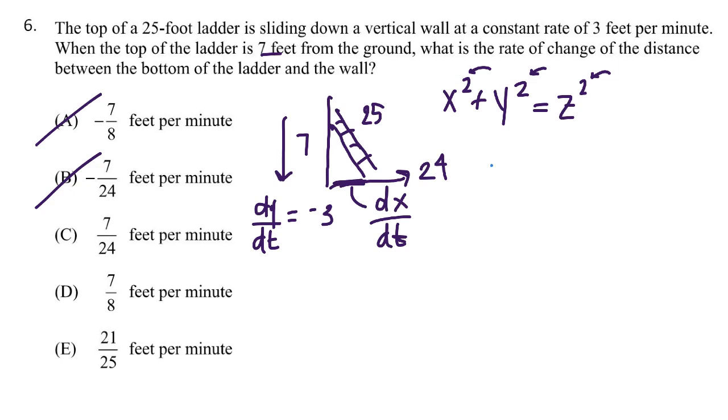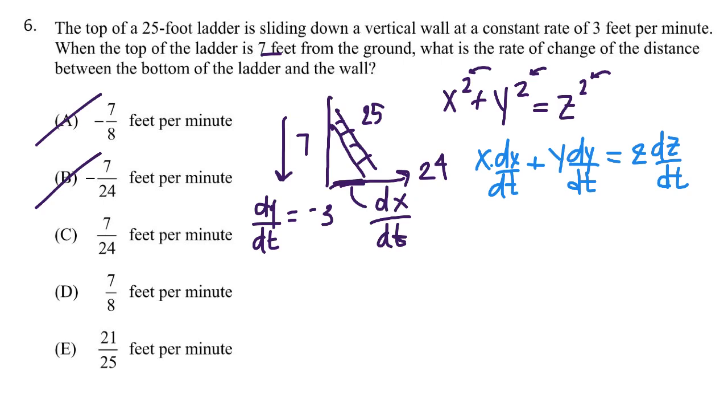So I'm going to have 2x dx/dt, and I wrote a y there. Let's undo that. That was terrible. dx/dt plus 2y dy/dt equals 2z dz/dt.